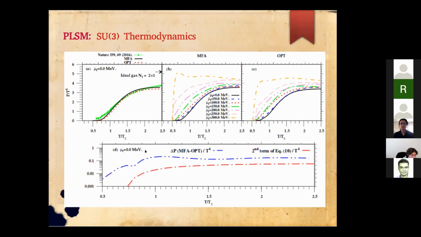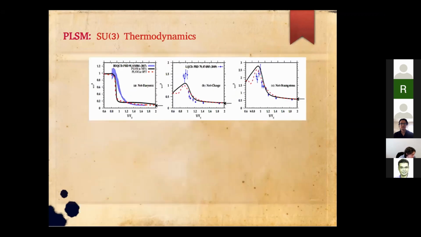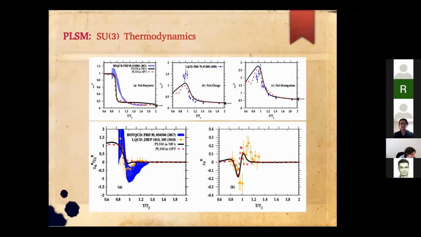When I move to SU(3) thermodynamics, here are the correlations and the higher fluctuations compared to the latest data. You can see the good agreement with our calculation. I can skip this one, which shows the product of higher orders, for example kappa sigma squared, and so on, compared with our calculations. I can also show some correlations as well.